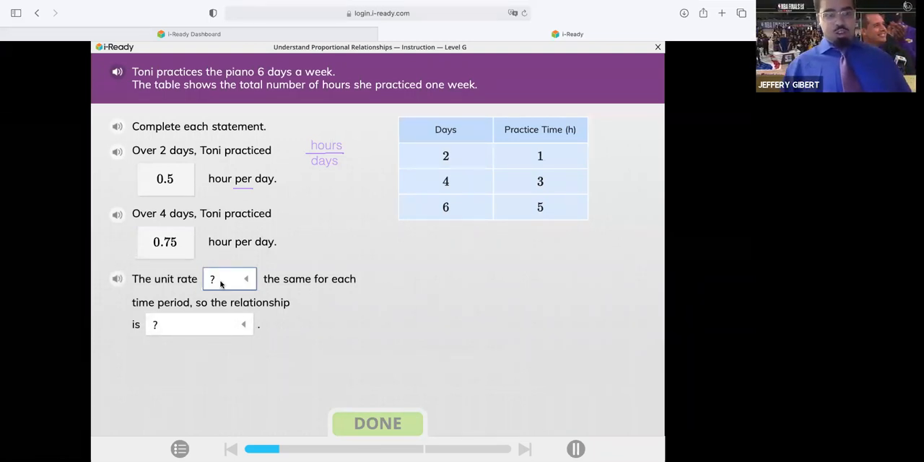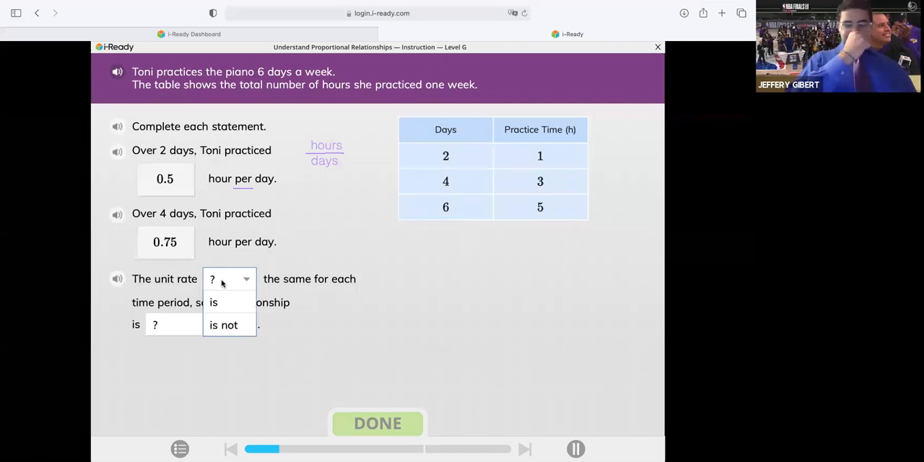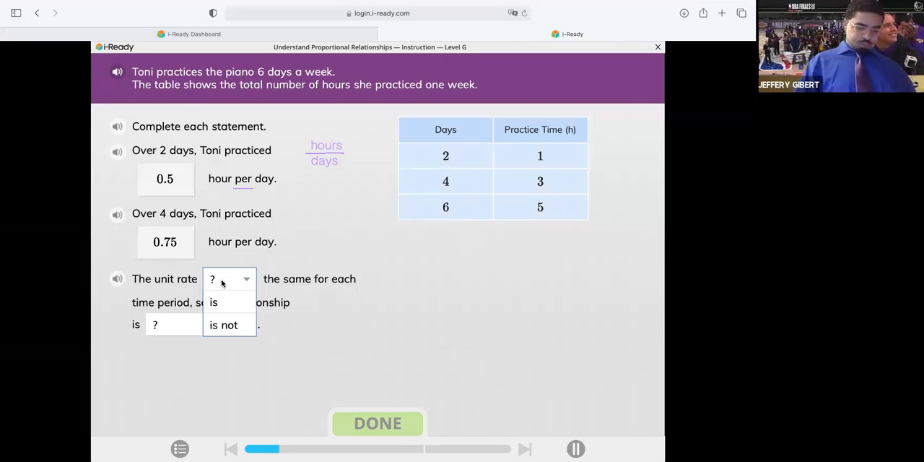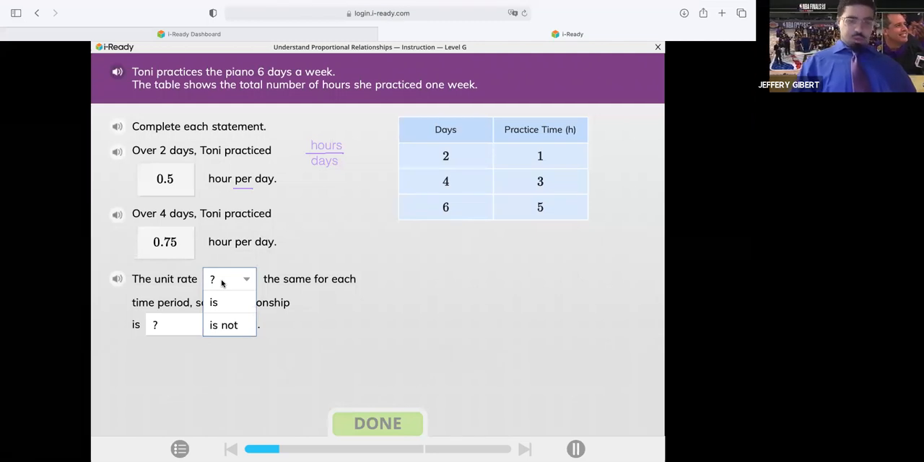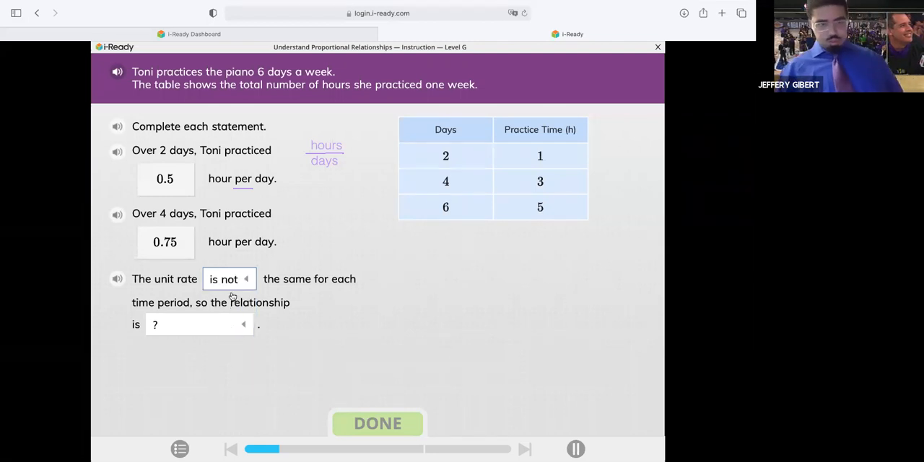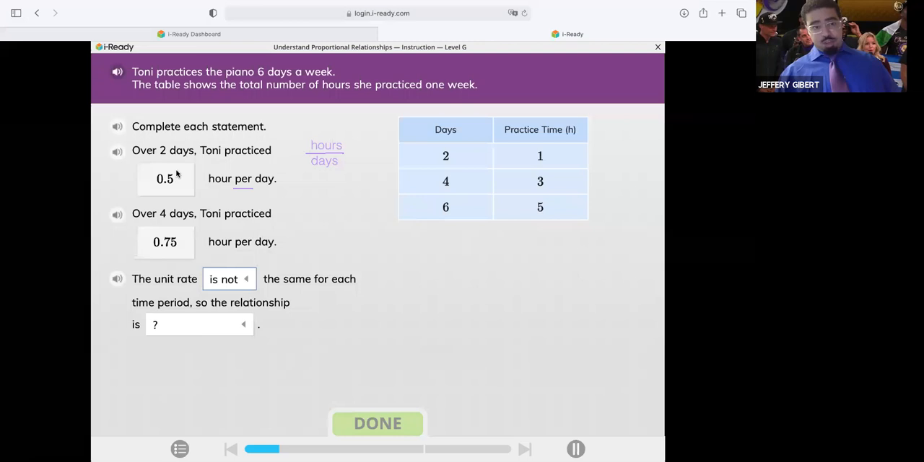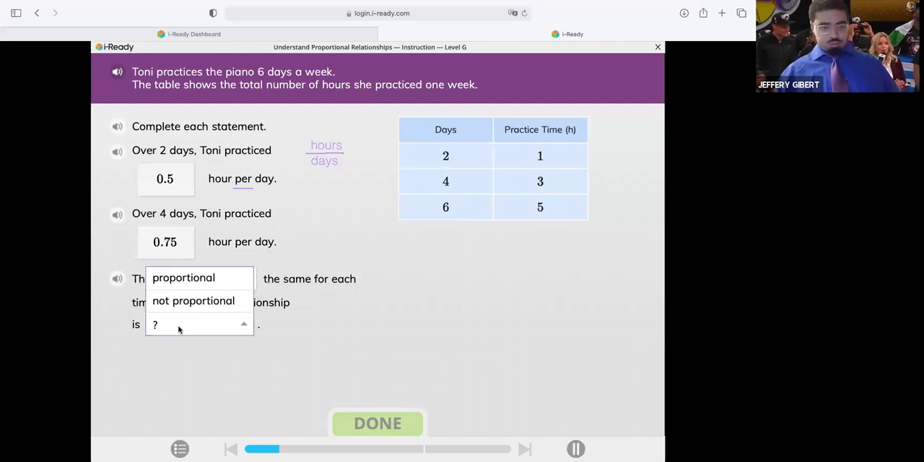All right, and then Jacques, the unit rate is the same or is not the same? Not the same. All right, how did you know it was not the same? Because the outcome of both is different. Right, these would have to both be the same for this answer to be the same. And if these are not the same, is it proportional or not proportional? Not proportional. Right.